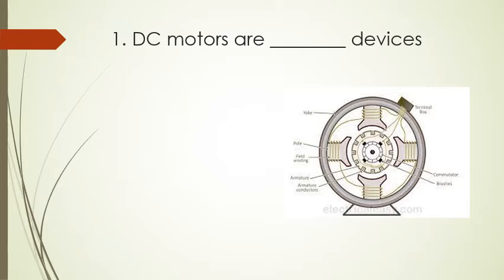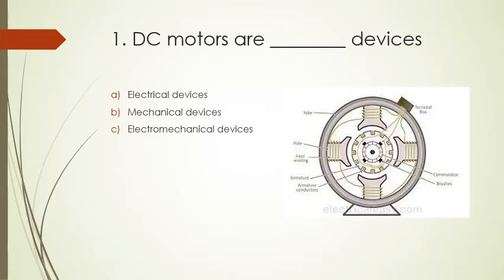So the first question is, DC motors are dash devices. This is the diagram of a DC motor, which is having 4 poles and one circular yoke, as shown here. The options are electrical devices, mechanical devices, electromechanical devices, and magnetic devices. The answer is electromechanical devices, because the working of DC motors is related with the mechanical as well as the electric mechanism of the structure. So that's why they are electromechanical devices.